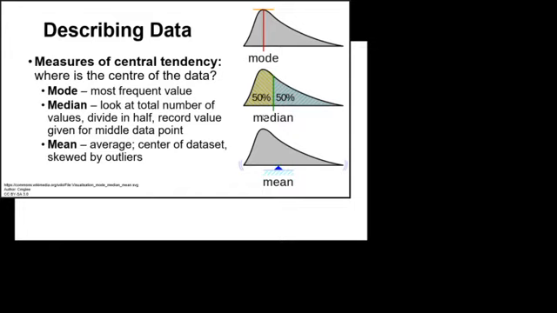So with our mode, that's the most frequent value. So the mode occurs most often. So that is the highest point on that frequency curve. So that is right in the middle of the peak. Nice and easy to spot.